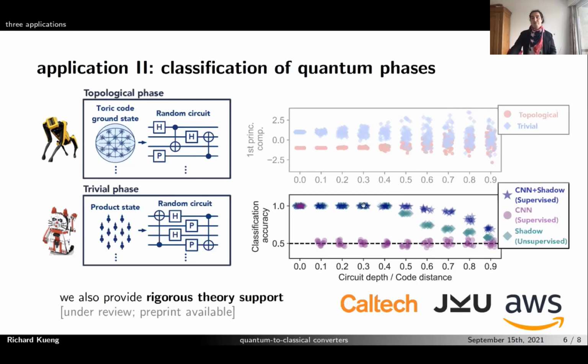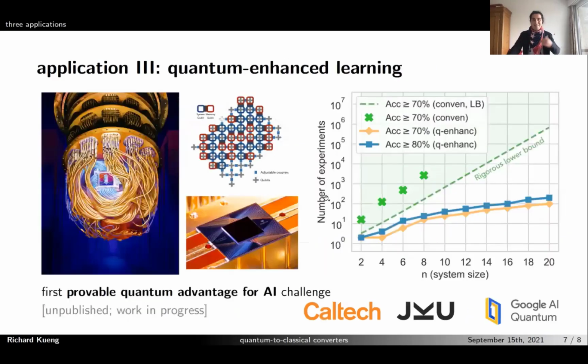And finally, after having shown you two applications for our quantum to classical converter, I always find it's instructive to also point out a direction where it has to fail. And this will pilot us into some very new and, I find, exciting research that might lead to the first provable quantum advantage for an artificial intelligence challenge. And let me just very briefly try to convey the main ideas, because I think it's really exciting.